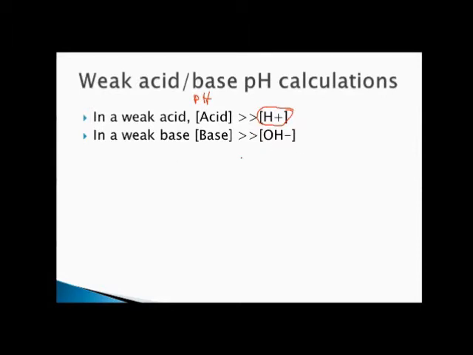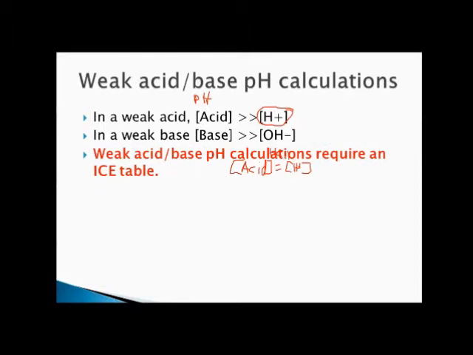The reason it was easier with strong acids is because in a strong acid, like HCl, the concentration of acid is going to be equal to the hydrogen ion concentration. So that made our life a lot easier to calculate pHs, because whatever the concentration of the acid was, it was also the H+ concentration. Here, it's going to be different. So this is true in HCl, this is true in strong acids. It's not true in other things.